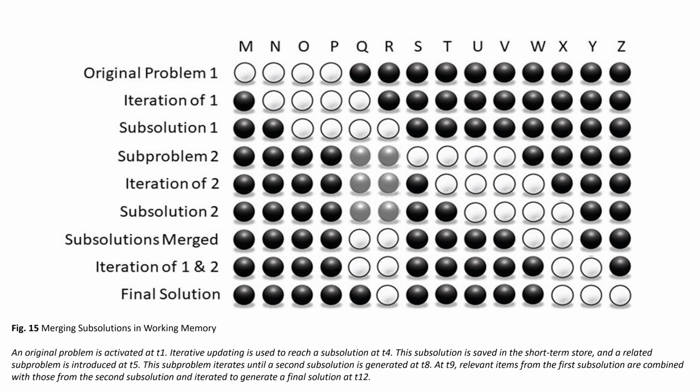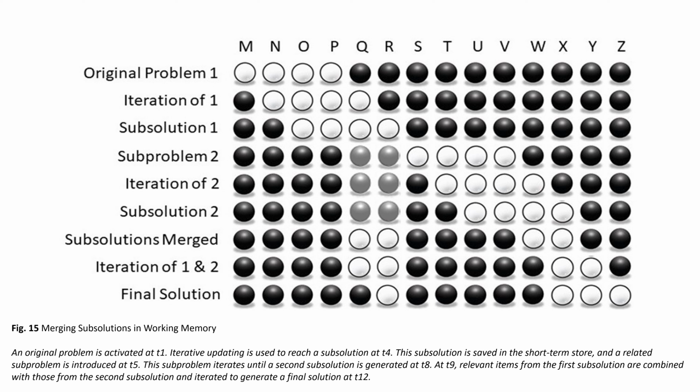This figure shows two subproblems, and then those subproblems merging to reach a solution. So we start off with M, N, O, and P describing the problem. As you mull over the issue, you iterate and reach a subsolution O, P, Q, R. Q and R are then saved in the short-term store, and a related subproblem is introduced and iterated. Then part of the first subsolution is combined with a part of the second subsolution, and that is then iterated to generate a final solution.